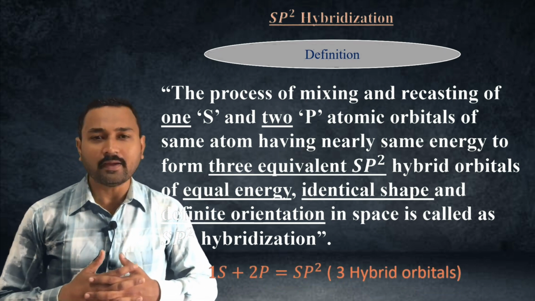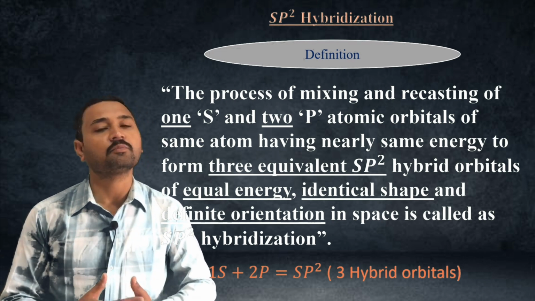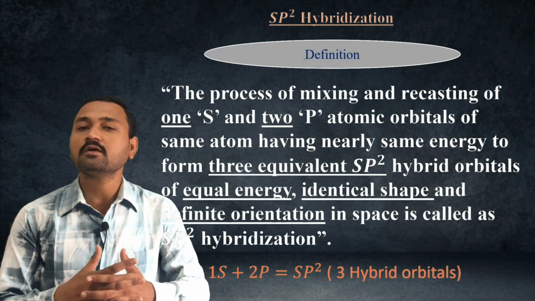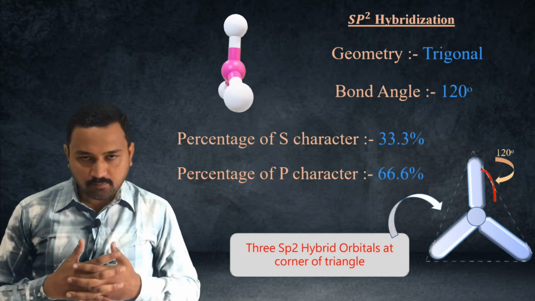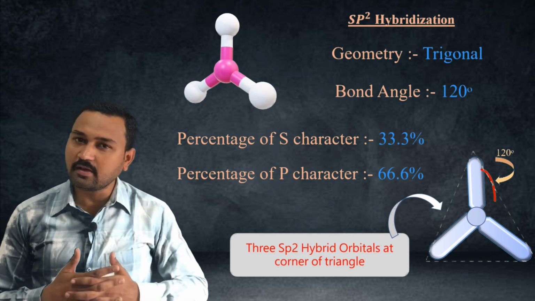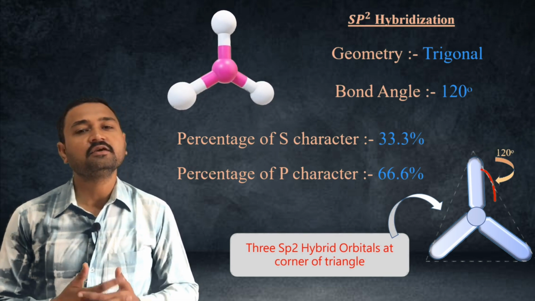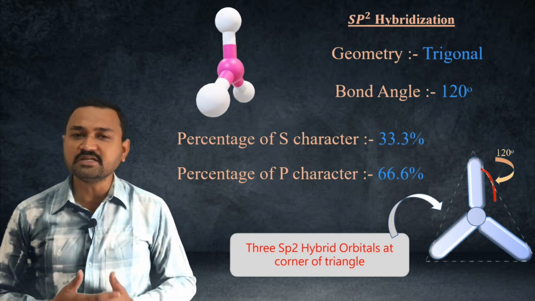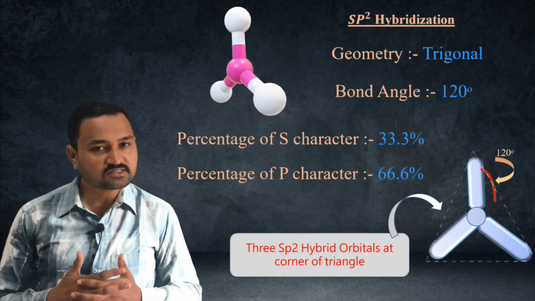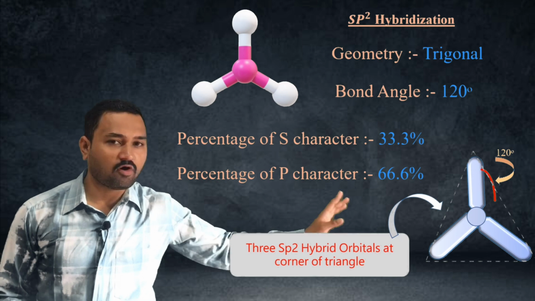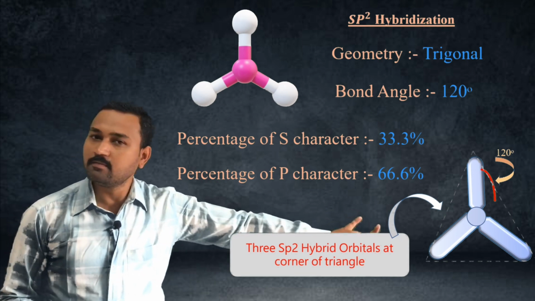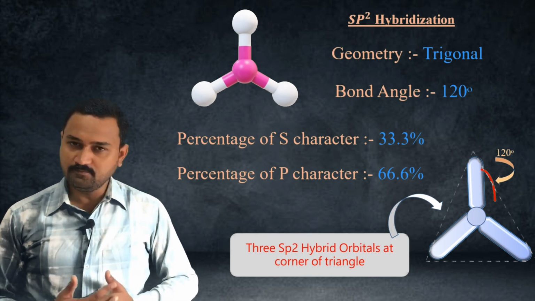So now in the sp2 hybridization, the 1s and the 2p atomic orbitals combine to give the 3 sp2 hybrid orbitals. Now if we consider the geometry of sp2 hybridization, generally the geometry is trigonal. The bond angle is 120 degree between the hybrid orbitals. The percentage of s character is 33.3% and the percentage of p character is 66.6%. And now you can observe that these 3 sp2 hybrid orbitals arrange in the trigonal manner. So this is about the sp2 hybridization.